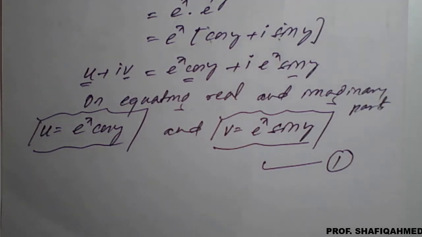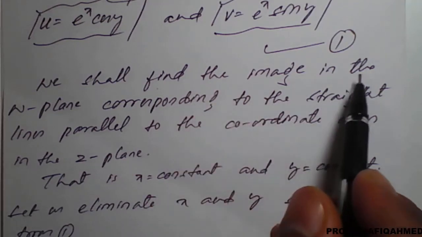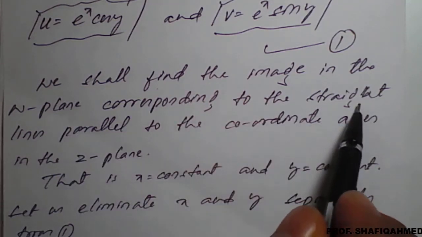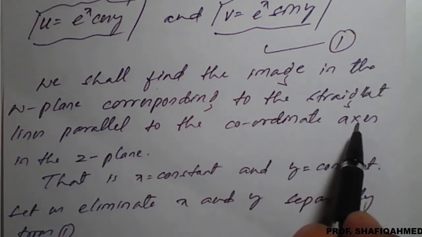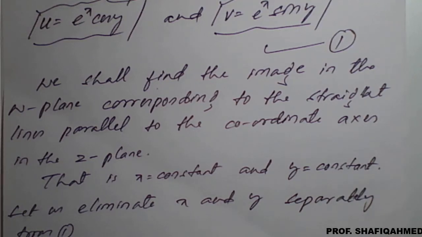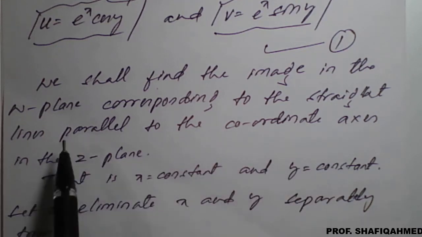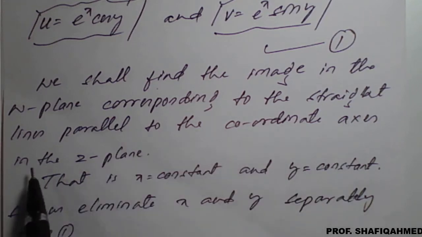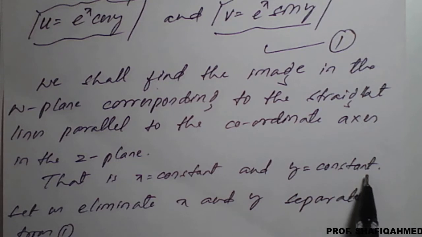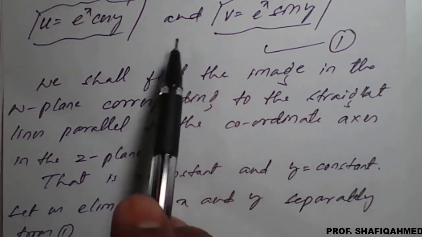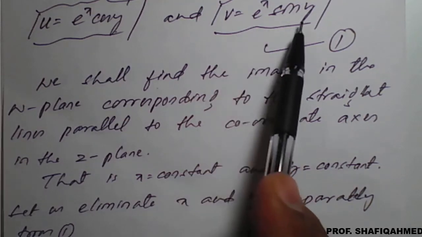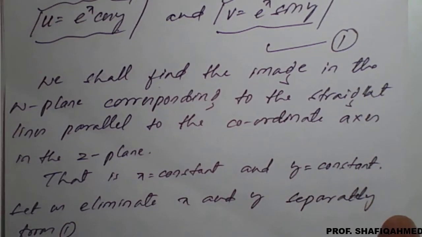You can observe here, we shall find the image in the w plane corresponding to the straight lines parallel to the coordinate axes. That means x equals a constant, which is parallel to the y axis, and y equals a constant, parallel to the x axis. So that is the meaning here: straight lines parallel to the coordinate axes in the z plane, that is x equals constant and y equals constant. With the help of this, let us eliminate x and y separately from equation number 1, where u equals e raised to x cos y and v equals e raised to x sin y.